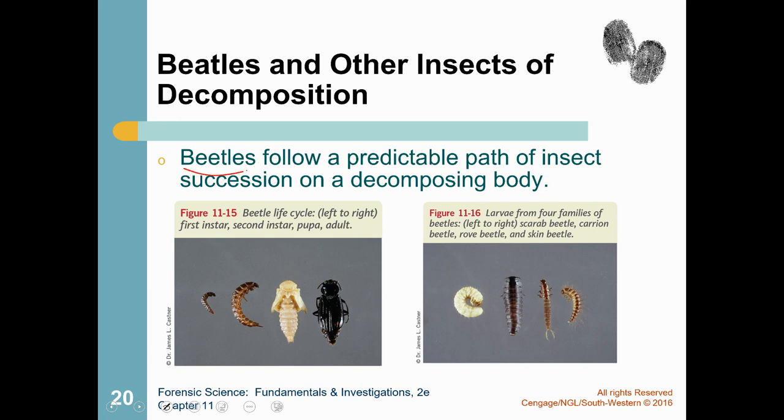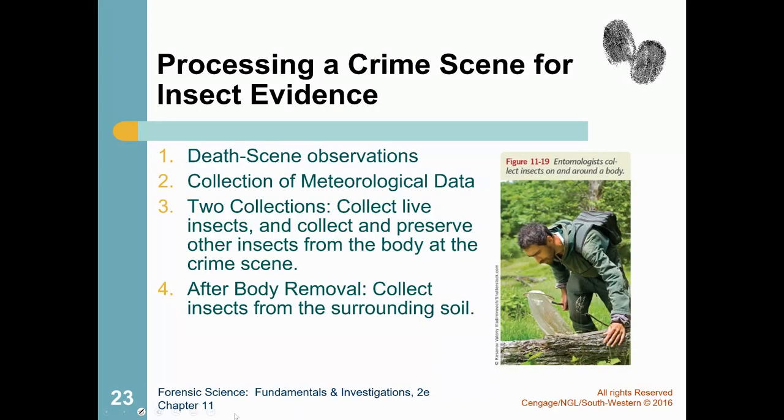We also have beetles. Okay, so a beetle is not the same thing as a fly. And they also follow a very predictable path of insect succession on a decomposing body, right? So here we have our beetle life cycle. We have the first instar, second instar, pupa, adult, okay? And then here are some four families of beetles. I know I've definitely seen these things before lying around.